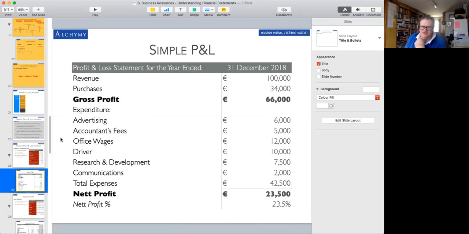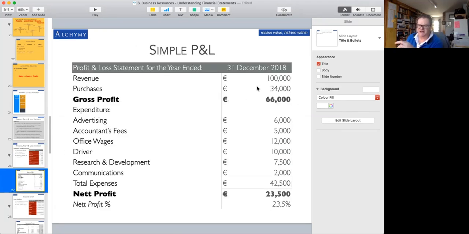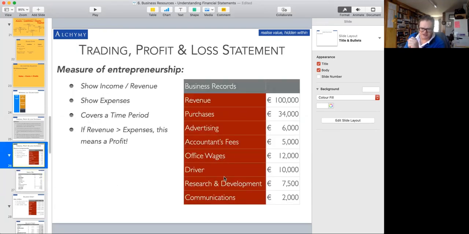Well, here we go. Our profit and loss statement for the year shows our revenue is 100,000. We purchased goods, 34,000. So take that away and we've got our gross profit of 66,000. Now, we have a number of other non-direct expenses: advertising, accountants' fees, office wages, driver, research and development and communications. They're all listed here. So those 6 items are 11, 23, 33, 45, 40.5, and 42.5.